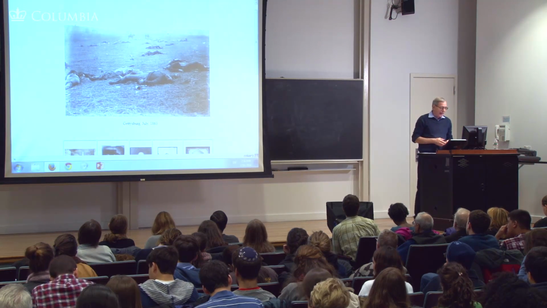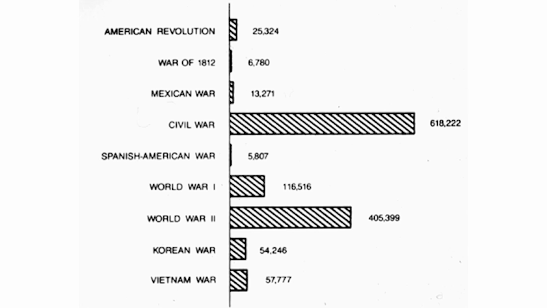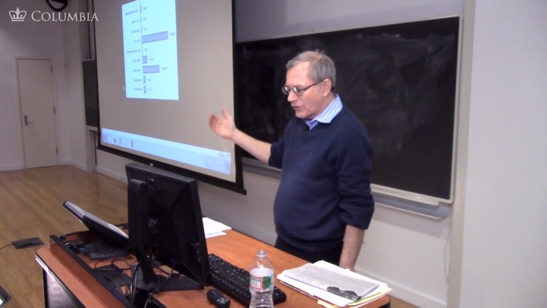Just to make the point that everybody knows or should know, there is no romanticism about war. This is what war is. This is the dead in the field after the Battle of Gettysburg. This is war. Here's a little chart of the casualties, and actually the Civil War bar is too low now. More recent estimates suggest that maybe 700 to 720,000 people died in the Civil War, North and South.